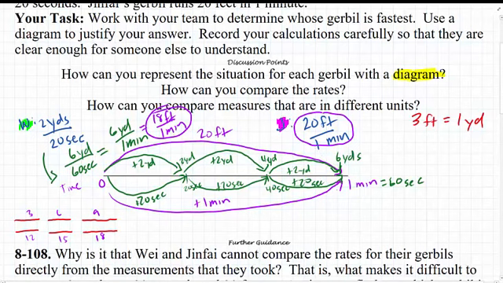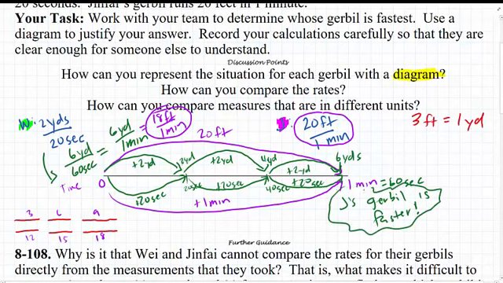So, whose gerbil goes faster? If W's only goes 18 feet and J's gerbil goes 20 feet, it looks like J's gerbil is faster. J's gerbil is faster. Okay?